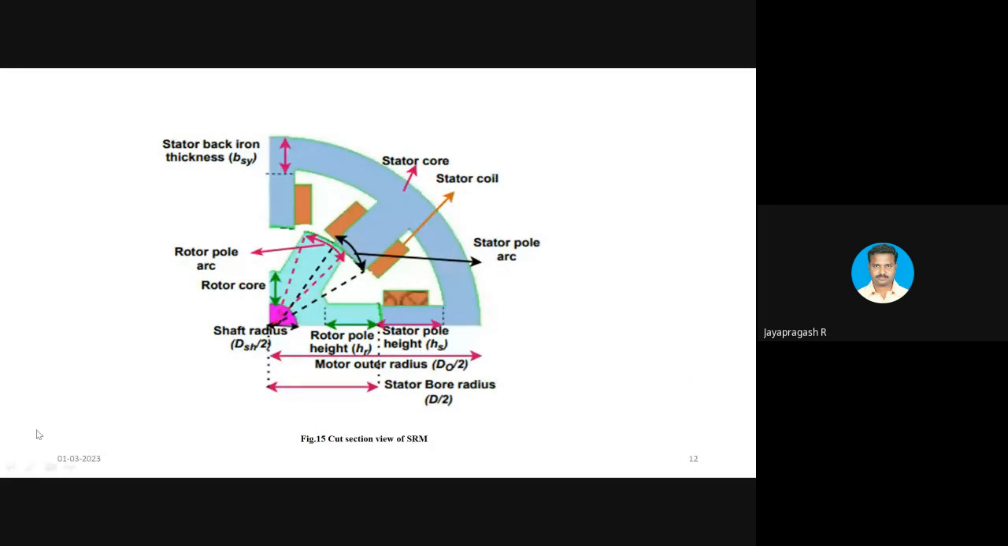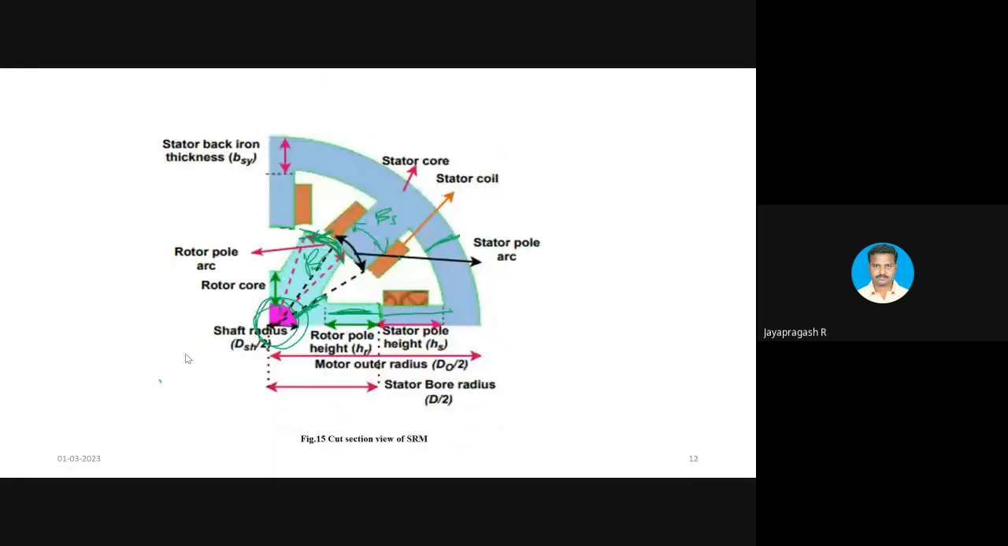To understand those mechanical parameters, we have given this diagram. This is the stator pole height, this is the stator pole thickness, this is the stator coil, and this is the stator pole arc, beta S. Beta S is the angular width of the stator pole, and this is beta R, the rotor pole arc, the angular width of the rotor pole. This is the shaft diameter, this is the rotor core length, this is the rotor pole height, and this is the air gap thickness. Just to understand the technical terminologies we use, we have given this cut section of the SRM.